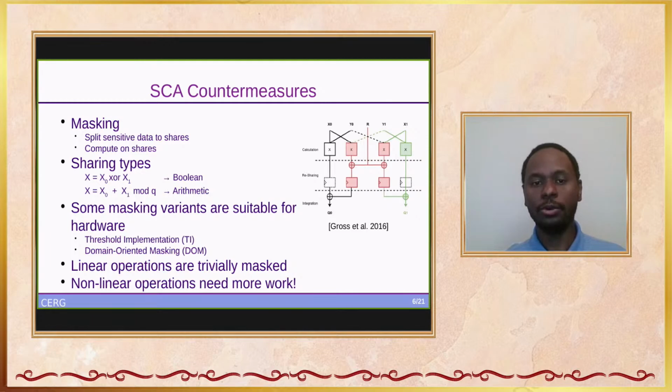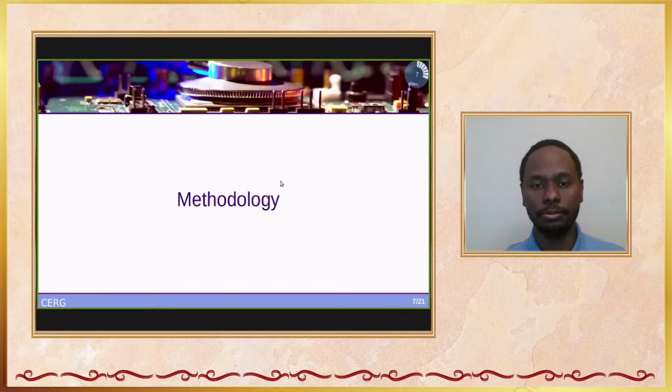Also, depending on the platform itself, you need to make sure that you're applying the correct countermeasures. For example, in hardware, there is a phenomenon called glitches. Basically, these are temporary changes in the signal before they stabilize at the end of the clock cycle. So these glitches can also cause some leakage. There are some countermeasures that are suitable for hardware, for example, threshold implementation and domain-oriented masking. These are types of countermeasures that are designed to resist glitches. In general, in any masking scheme, linear operations are trivially masked, but nonlinear operations need much more work.